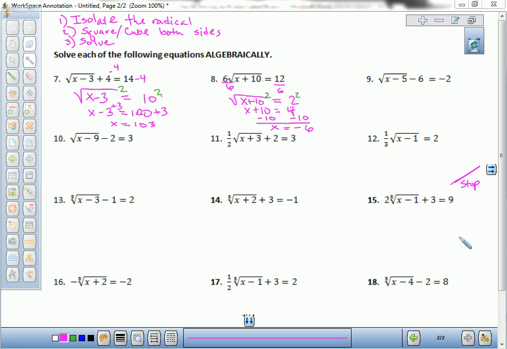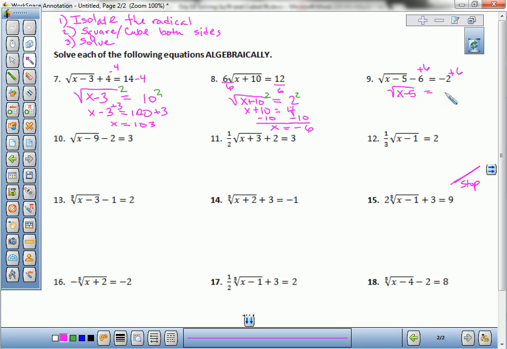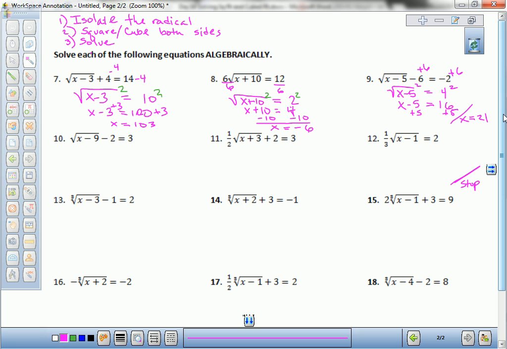Okay, so on number 9, all we have to do is move the 6 over. And when we do, it becomes a positive 4. So we just add 6. And so we get the square root of x minus 5 equals 4. And then we square both sides. So we get x minus 5 equals 16. And then the final step is to add 5 to both sides. So our answer is x equals 21. Any questions about number 9?